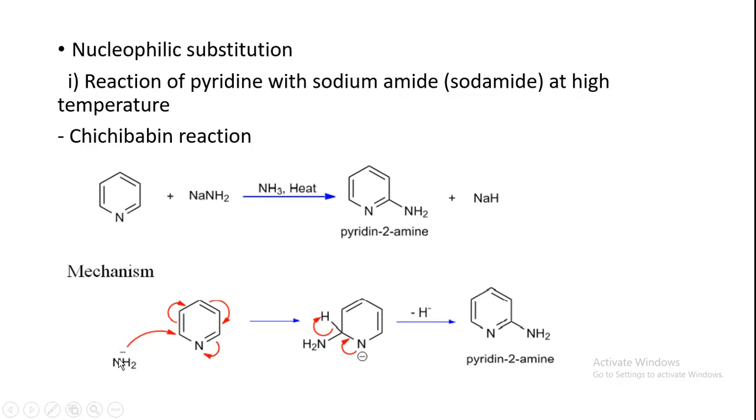Mechanism: just this NH2 from here will attack the second position, but nitrogen will withdraw the electron and will generate a positive charge here. So NH2 will attach, this hydrogen will leave, and ultimately we are getting the pyridine-2-amine. It is a very simple mechanism, just electron delocalization.